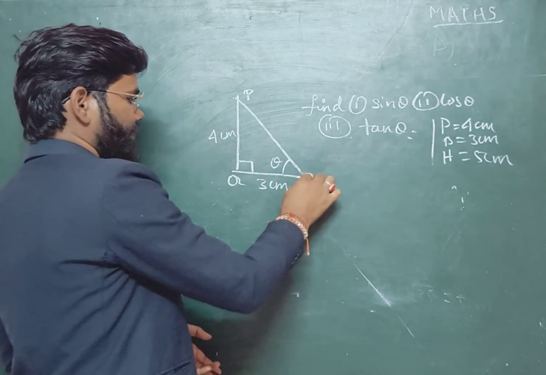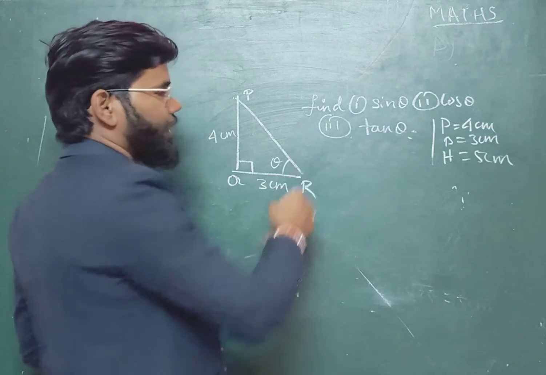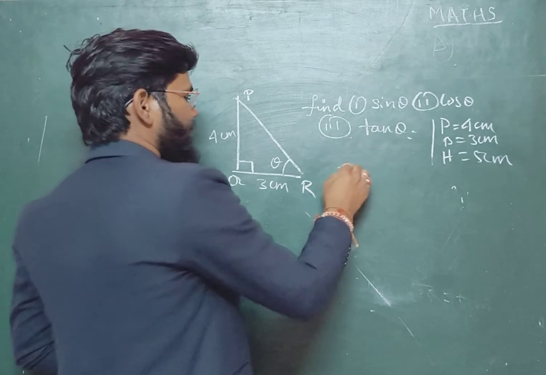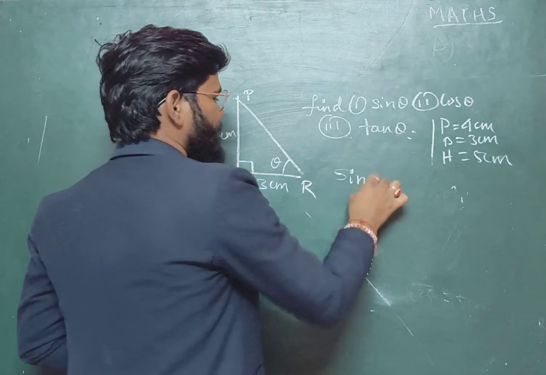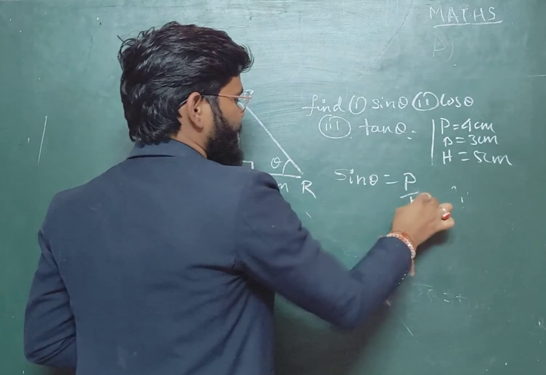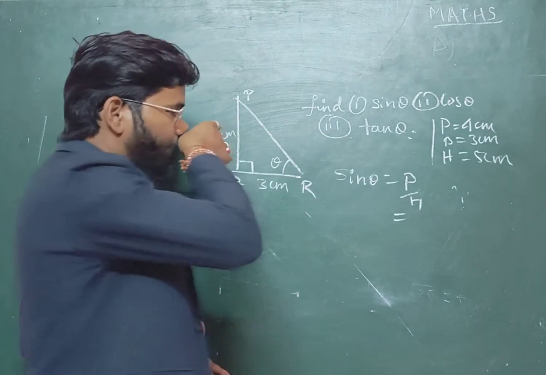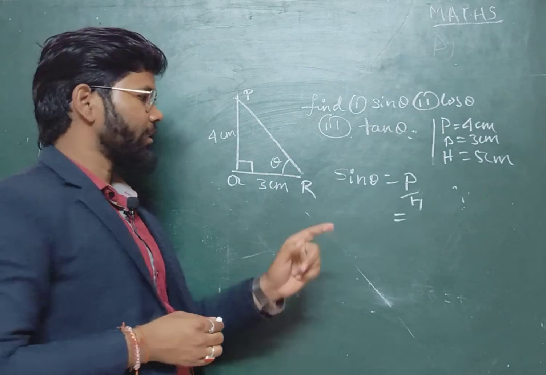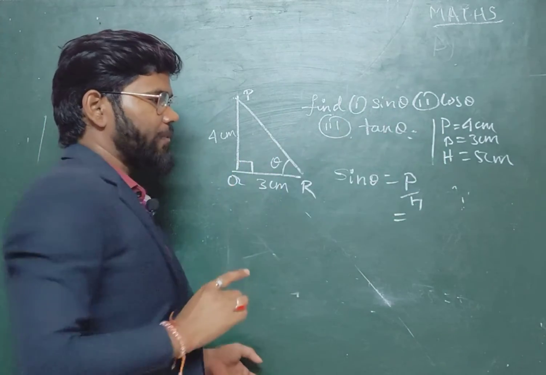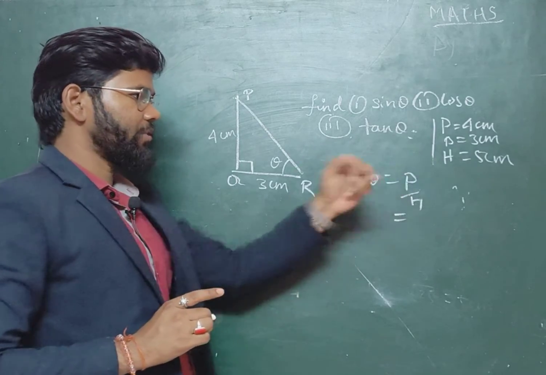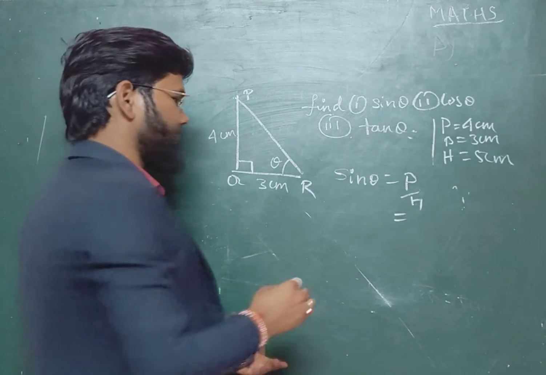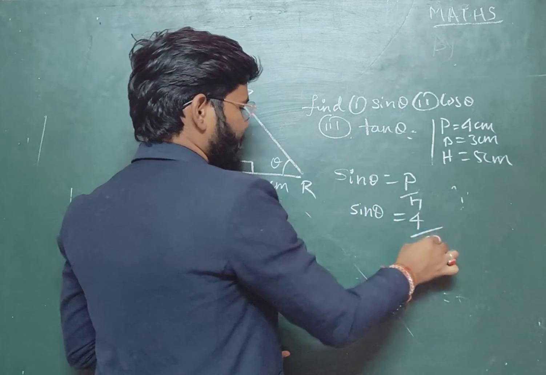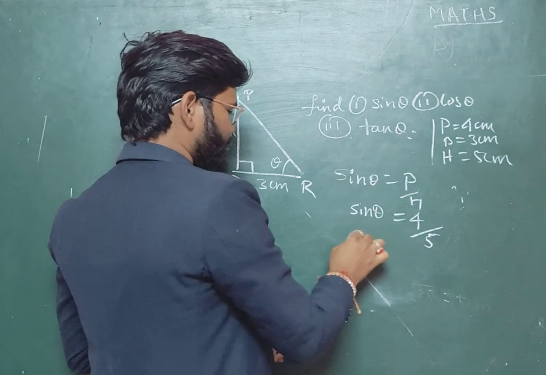Okay, so the question is telling us to find the value of sin theta. I have already discussed the formula of sin theta. The value of sin theta is P by H, and I have already found the value of P by H. You see here the value of P is 4 centimeter, and H is 5 centimeter. So sin theta equals 4 by 5, and thereafter cos theta.